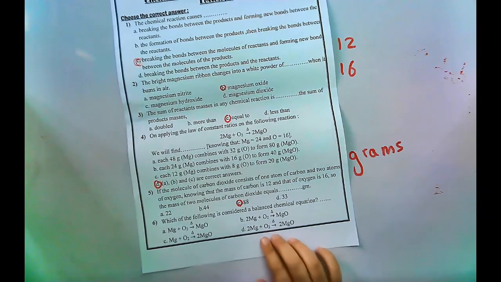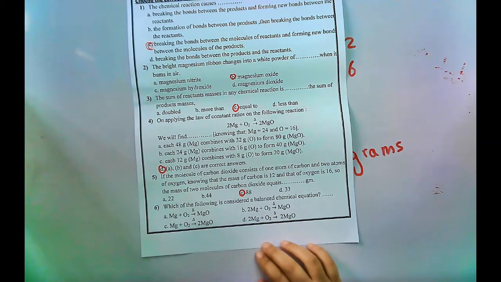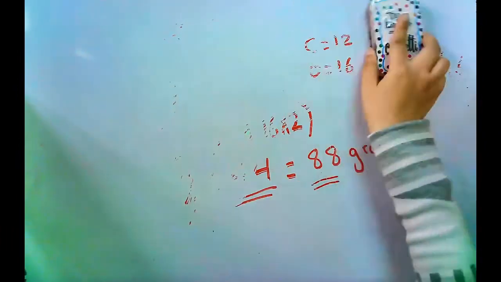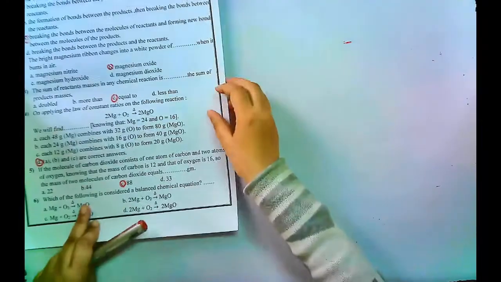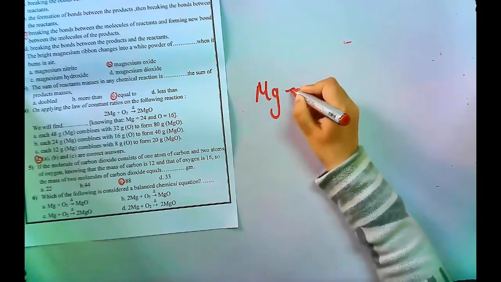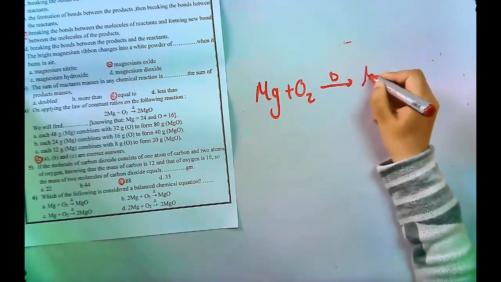Which of the following is considered a balanced chemical equation? I should count the number of atoms in the reactants and the number of atoms in the products. The first one is wrong. Why? Let's write the first one: magnesium plus oxygen gives magnesium oxide.